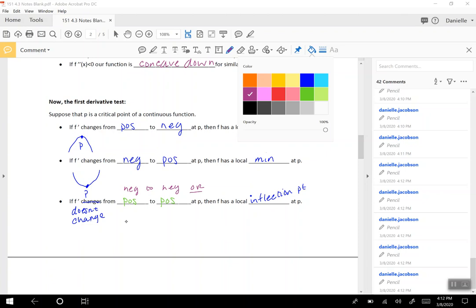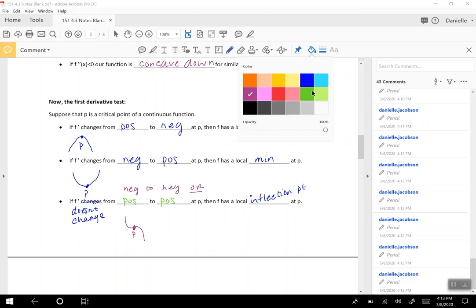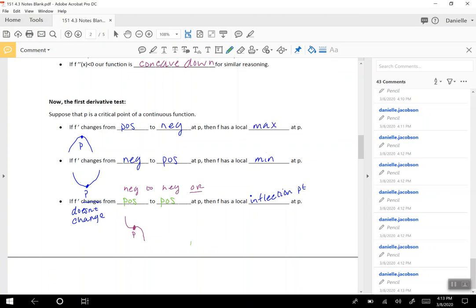Okay, our slope goes from negative, then we have a critical point, and it goes to negative. This is P. We can see that that is an inflection point. It goes from concave up to concave down. Now, if this goes from a positive slope, then we have a critical point to a positive slope, then we can see we do have an inflection point because it switches concavity. It goes from concave down to concave up.